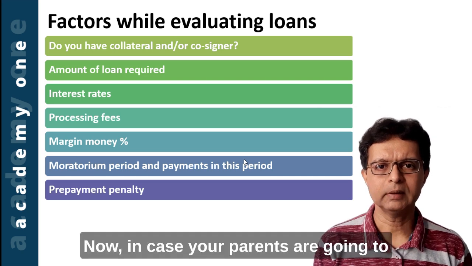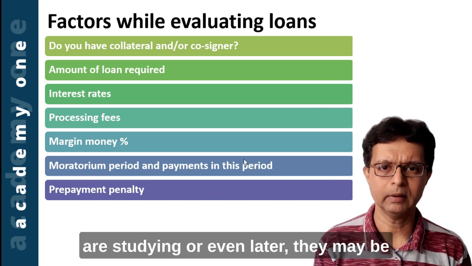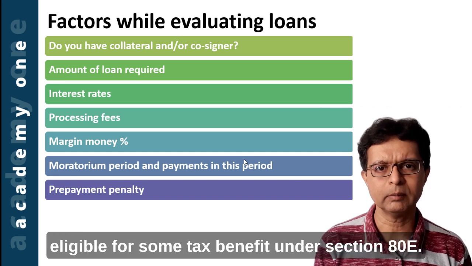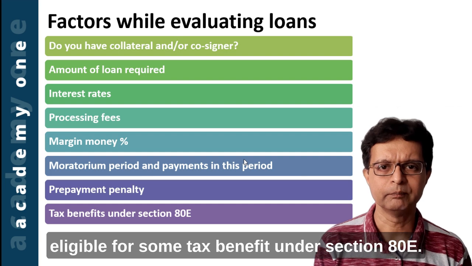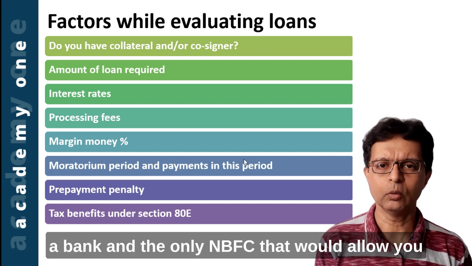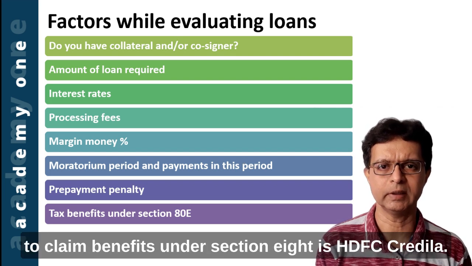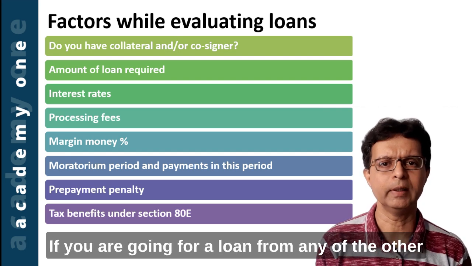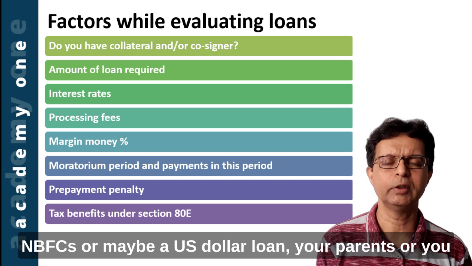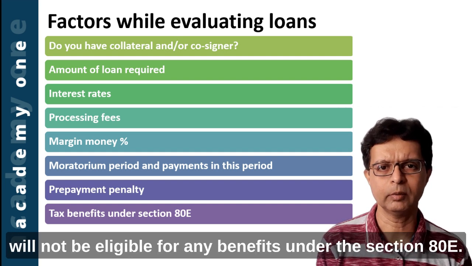Now, in case your parents are going to make the loan payments for you while you are studying or even later, they may be eligible for some tax benefit under Section 80E. This is possible only if your loan is from a bank, and the only NBFC that would allow you to claim benefits under Section 80E is HDFC Credila. If you are going for a loan from any of the other NBFCs or maybe a US dollar loan, your parents or you will not be eligible for any benefits under Section 80E.